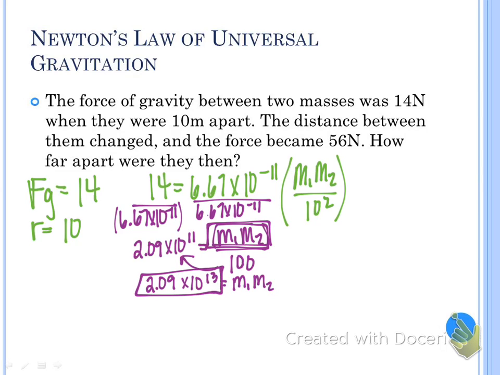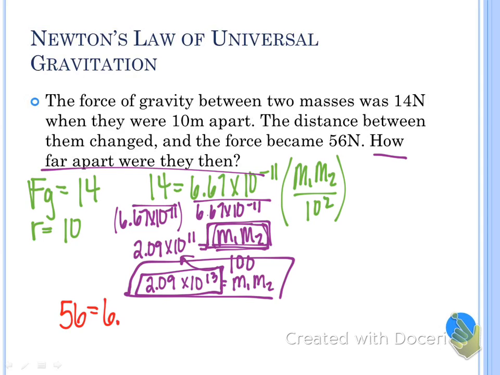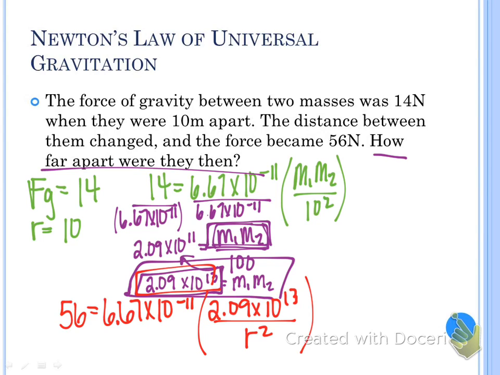Okay, but that's not what my question's asking me for. It's asking me for how far apart they were in the second instance. So now I'm going to take this M1 times M2 value and plug it into our next situation to solve for the radius. In our second situation, I know that the force due to gravity is equal to 56 newtons. I know that my M1 times M2 equals 2.09 times 10 to the 13th. And I'm going to solve this time for R.